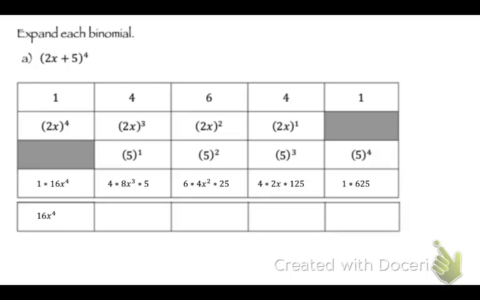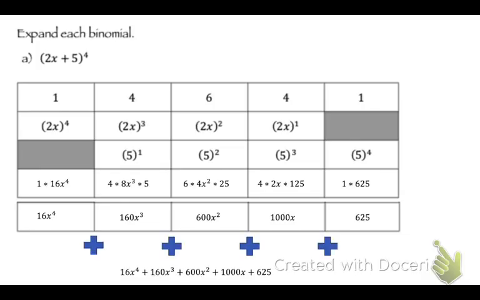So we can multiply these out. So that's 16x to the fourth. 4 times 8 times 5 is 160x cubed. 6 times 4 times 25 is 600x squared. 4 times 2 times 125 is 1000x. And then 625. Add our plus signs, and you get 16x to the fourth plus 160x cubed plus 600x squared plus 1000x plus 625.